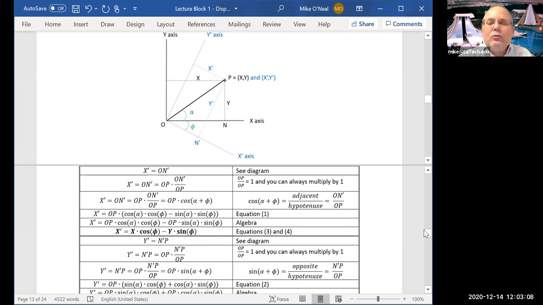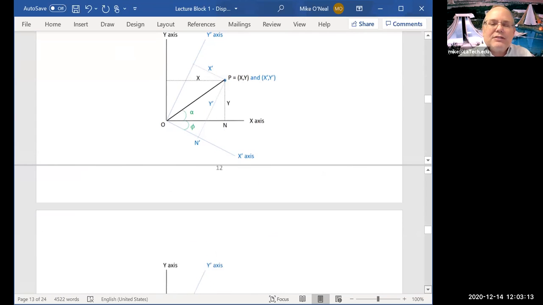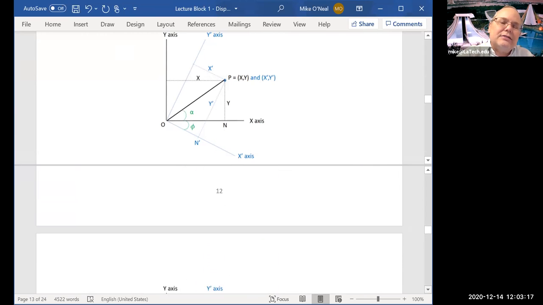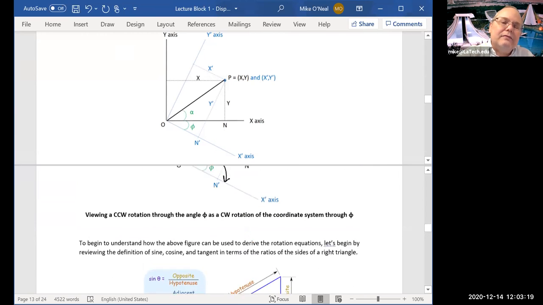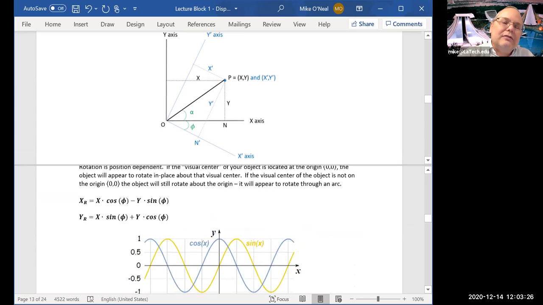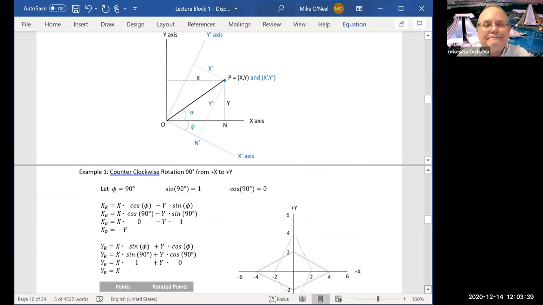And I wrote that in bold because, lo and behold, that is that equation right here. We'll get to it, Mikey. So we've derived the x equation. Well, what about the y equation? It's going to derive similarly.